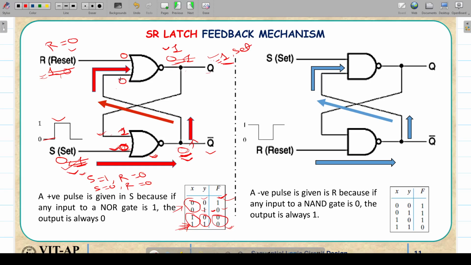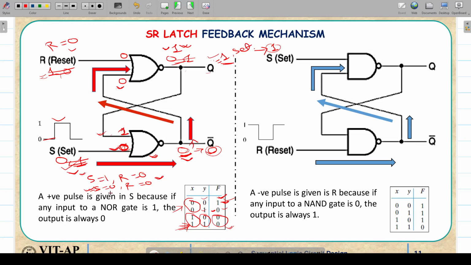So 0 will be given again to the other gate, and here 0 is there and the input is 0. This is the condition I am talking about. So now 0 0 is the input. If 0 0 is the input, output will be 1. So here the output is 1. What we have seen: the previous value was 1 and the next value after I make S equal to 0 is also 1. For this one the next value is also 0. So the output has not changed even if I have removed the input.